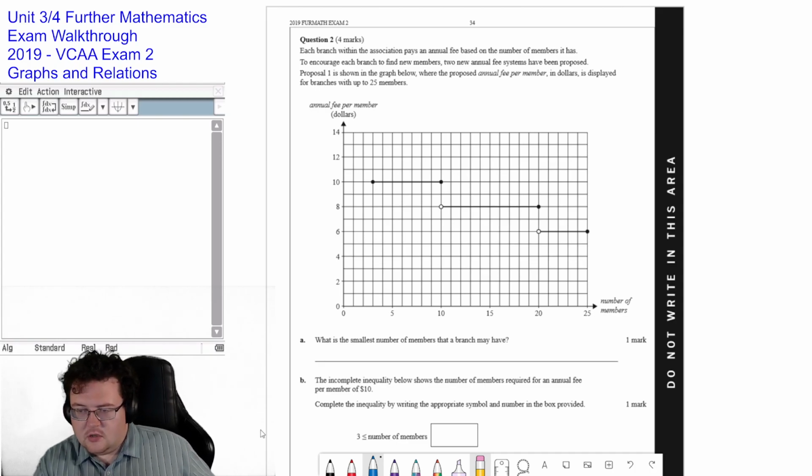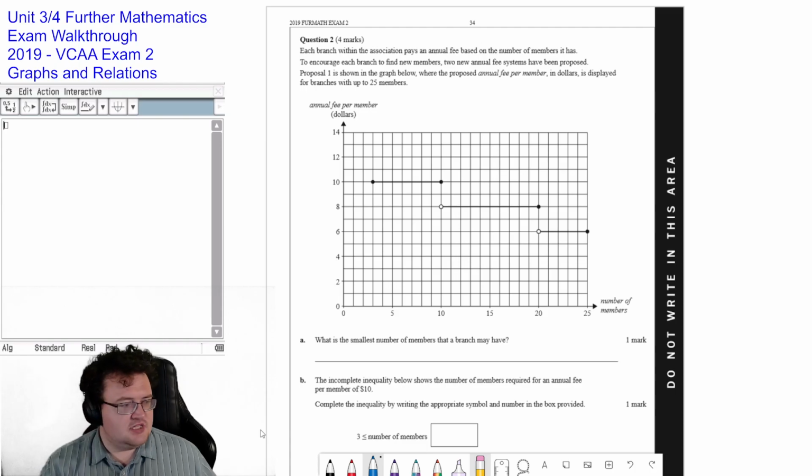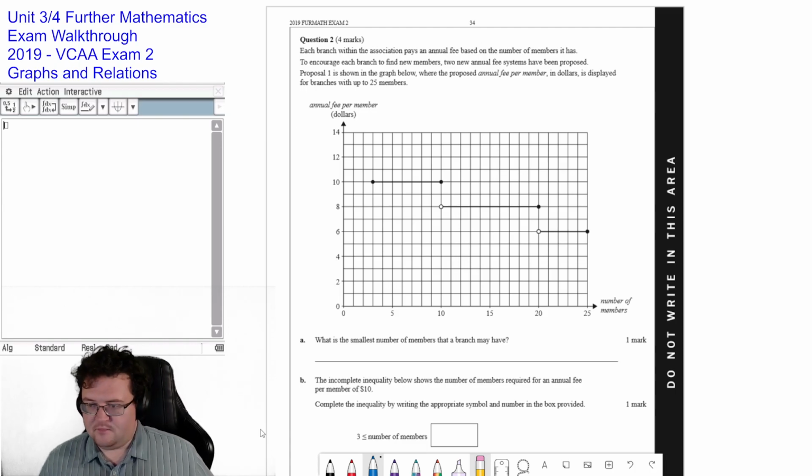Each branch pays an annual fee based on the number of members that it has. To encourage each branch to find new members, 2 annual fee systems have been proposed. Proposal 1 is shown in the graph there, where the proposed annual fee per member is displayed for branches up to 25 members. What is the smallest number of members that a branch may have?